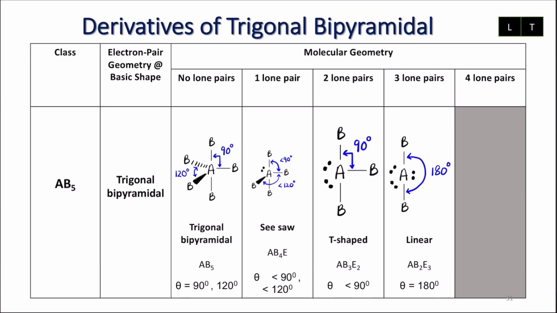So as a conclusion, you can see that we got 3 derivatives of trigonal bipyramidal, starting from the basic shape. And please remember and try to memorize all names of the shape and with its bond angle.